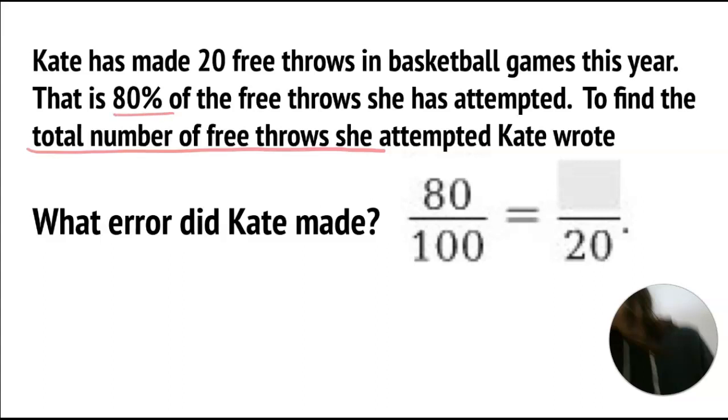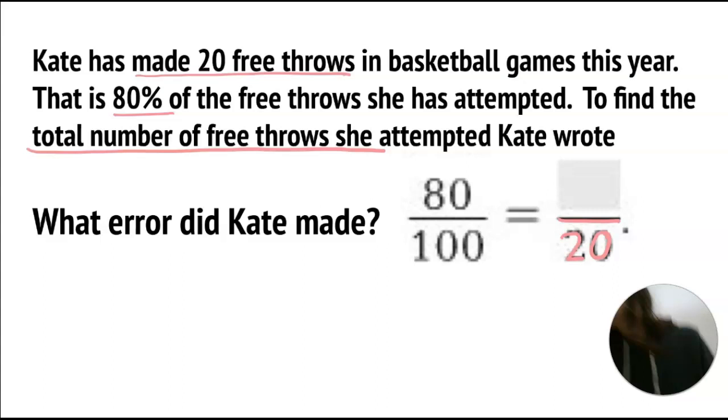So my question is the 20 right here. Is that in the correct spot? Is 20 the total number of free throws that she attempted? Or is 20 just the part that she made? Well, it says that she made 20 free throws. That's not all of the ones that she made and missed, just the ones that she made, which is only 80%. So she should have set up the problem where 20 is the part that she made, not the total.